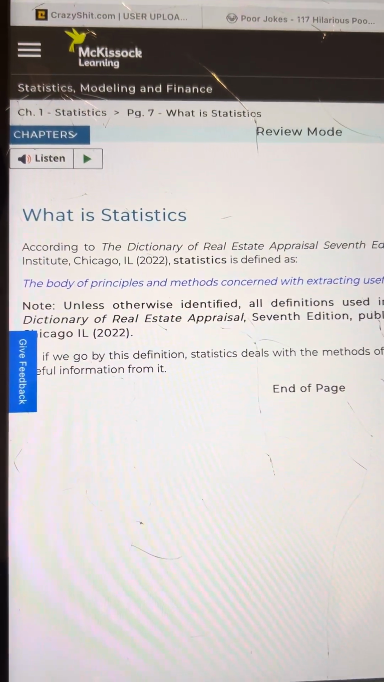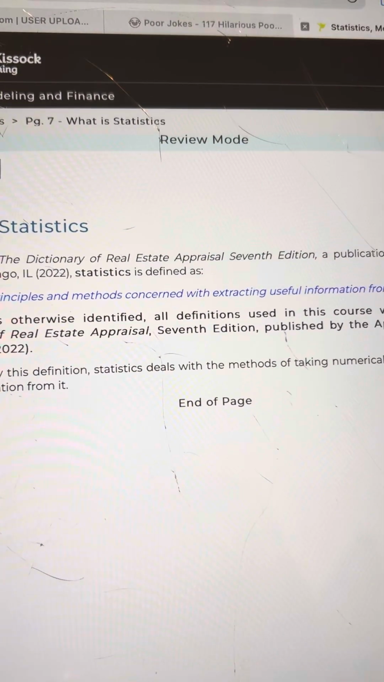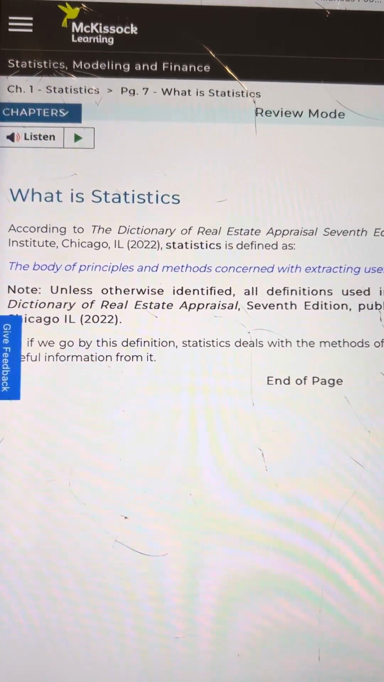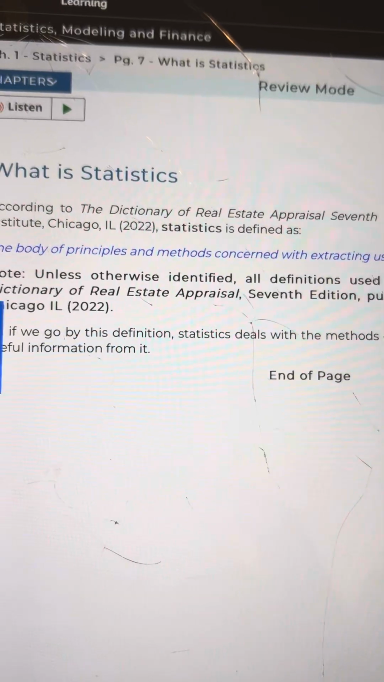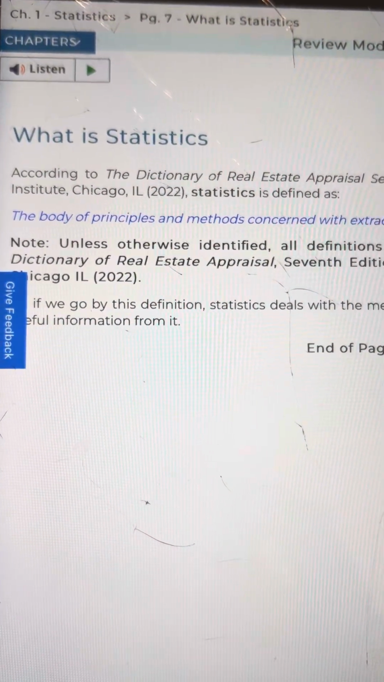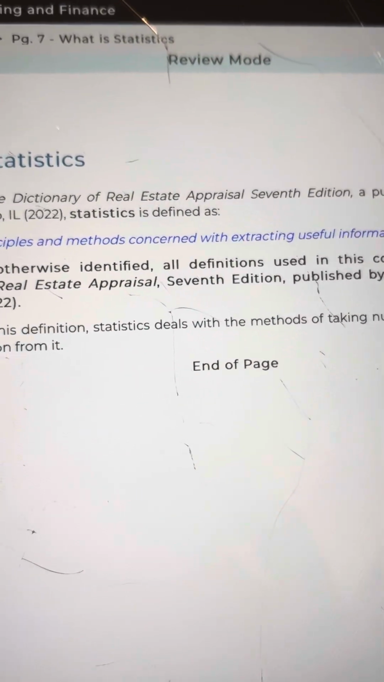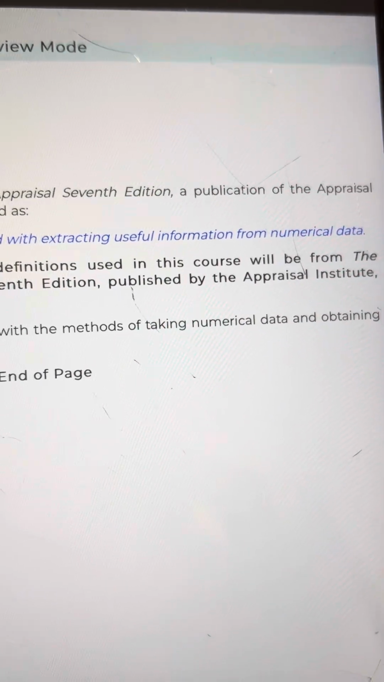Page 7. What is statistics? According to the Dictionary of Real Estate Appraisal, 7th edition, a publication of the Appraisal Institute, Chicago, Illinois, 2022, statistics is defined as the body of principles and methods concerned with extracting useful information from numerical data.